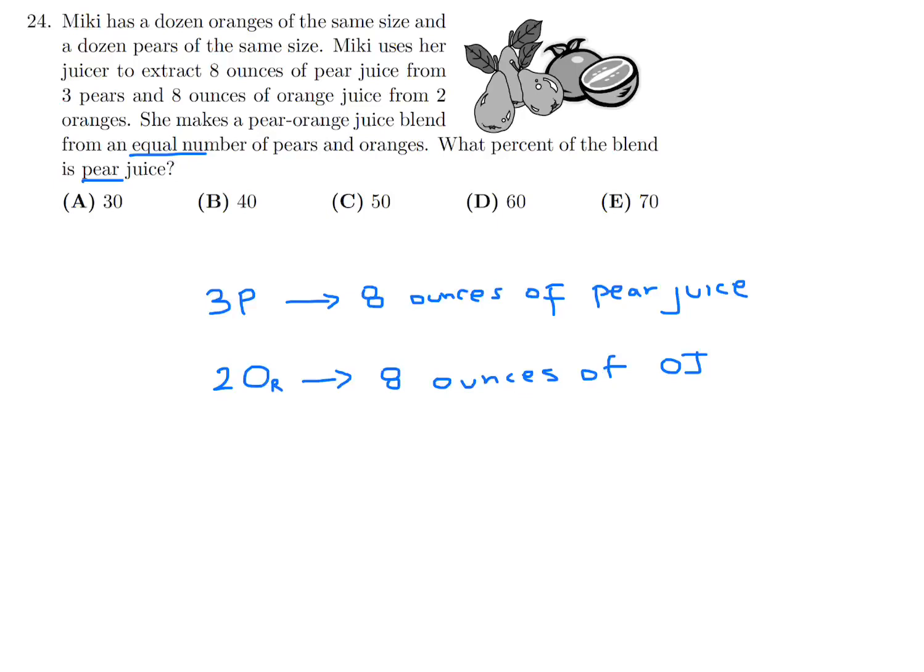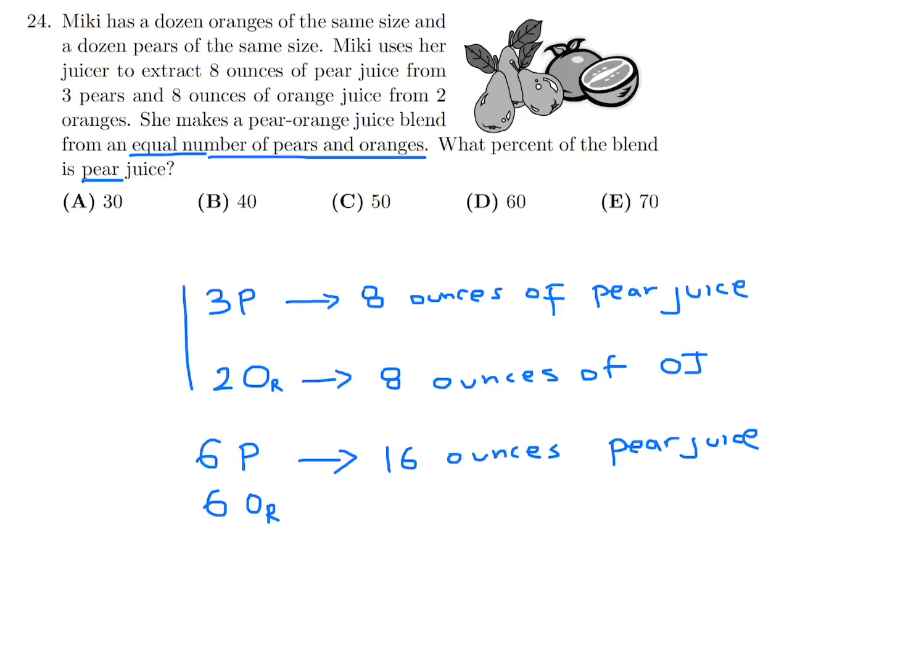So the key in this question is that there's an equal number of pears and oranges. So this scenario we can't use, right? Because 3 is not equal to 2. But what if I made them 6 and 6? That would be equal, correct? All right, so if you have 8 ounces from 3 pears, how many ounces from 6 pears? Well, it would be twice. So that would be 16 ounces of pear juice. And then similarly, if you have 8 ounces from 2 oranges, how many ounces from 6 oranges? Will be 3 times that, so 24.